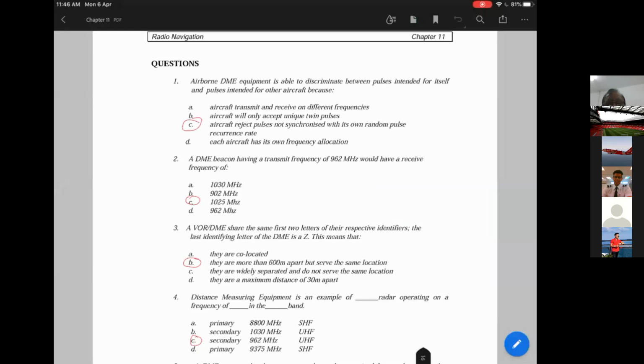Daya, are you present? Yes, sir. Okay, Daya, can you please read question number 1? Airborne DME equipment is able to discriminate between pulses intended for itself and pulses intended for other aircraft because: Charlie, aircraft reject pulses not synchronized with its own random pulse. That's right, absolutely correct. Question number 1, the answer is Charlie.